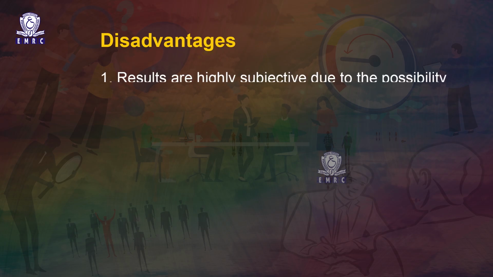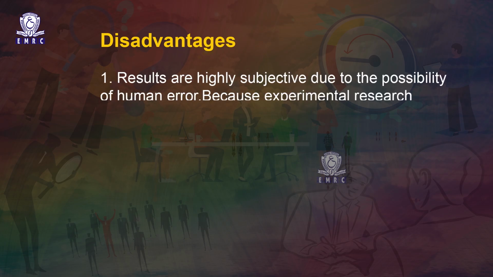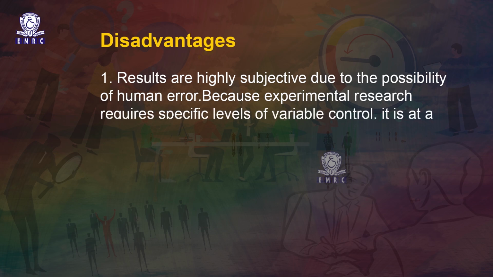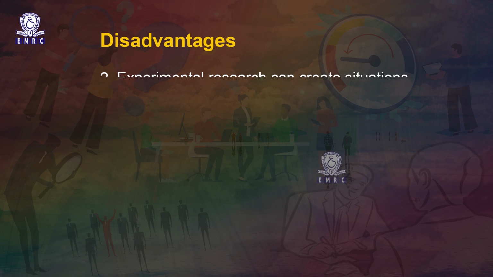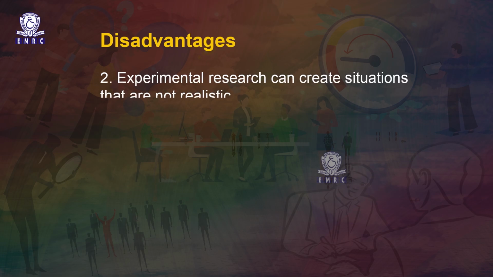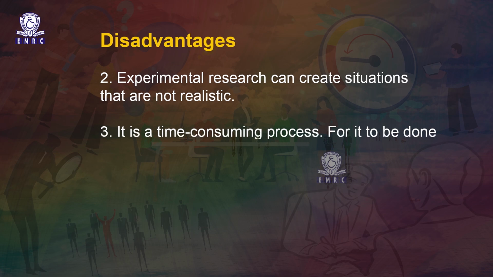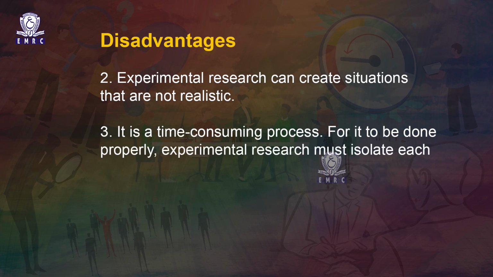1. Results are highly subjective due to the possibility of human error. Because experimental research requires specific levels of variable control, it is at a higher risk of experiencing human error at some point during the research. 2. The experimental research can create situations that are not realistic. 3. It is a time-consuming process. For it to be done properly, experimental research must isolate each variable and conduct testing on it.